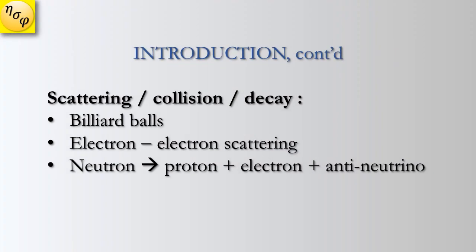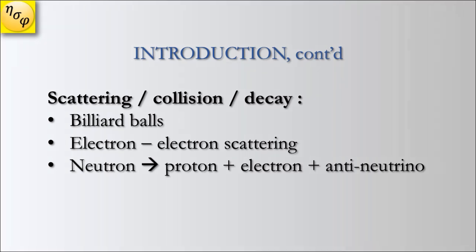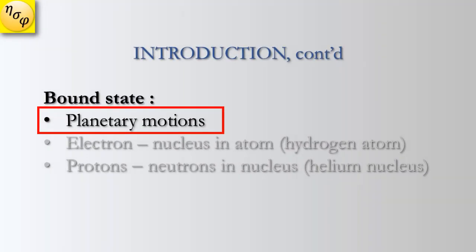While the examples for scattering, collision, or decay are the billiard balls collisions, electron-electron scattering, or the decay of neutron to become proton plus electron plus antineutrino. So in this video, we discuss bound state, the planetary motion. So relax and enjoy.